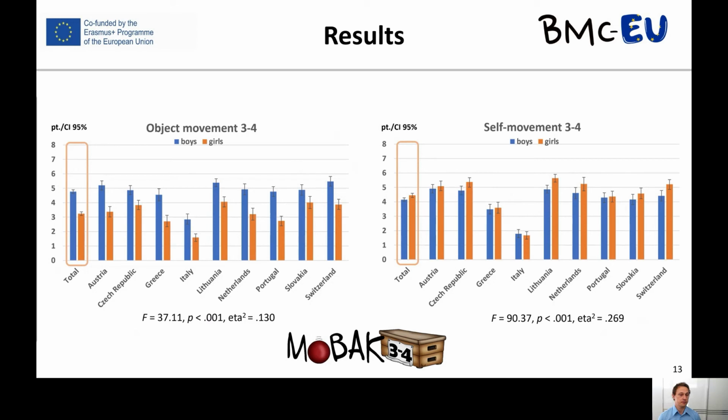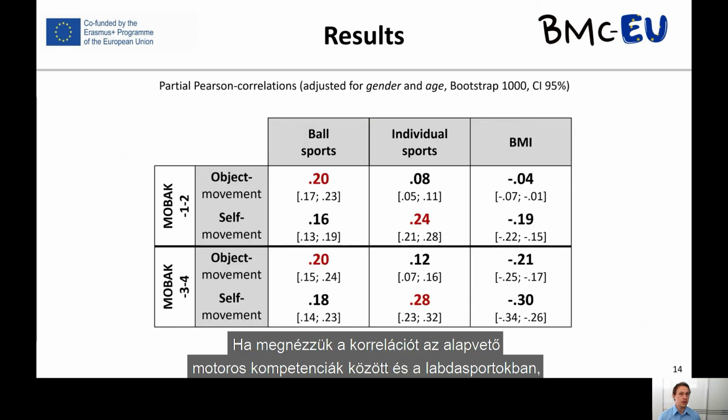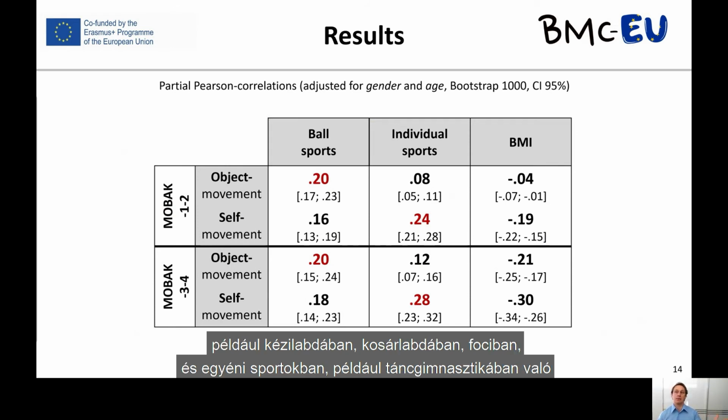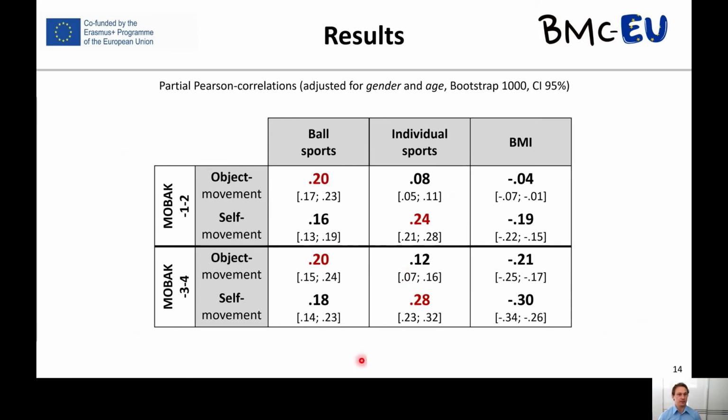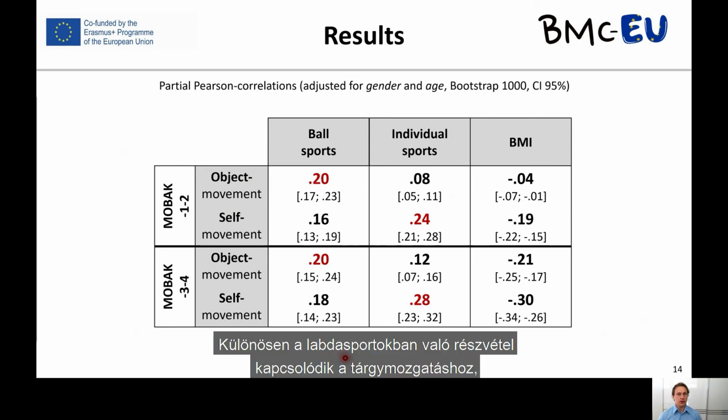If you look at the correlation between basic motor competencies and participation in ball sports like handball, basketball, or soccer, and individual sports like gymnastics, dancing, we see that active children perform better in both areas. So especially the participation in ball sports is related to object movement. You see that in both samples. And individual sports is correlated to self-movement.